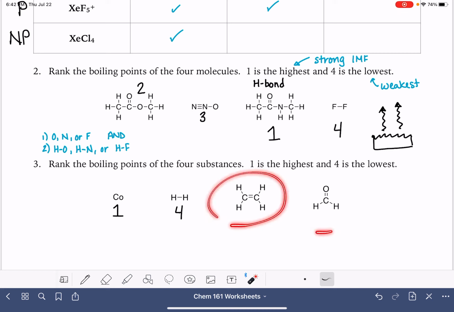Now we've got a couple other molecules as well. This molecule has just carbons and hydrogens. Those molecules, just carbons and hydrogens, typically have really low boiling points. When we get oxygen atoms in the molecule, or nitrogens or fluorines, even if they're not hydrogen bonding, that helps raise the molecule's boiling point. So a molecule like this is going to have a slightly higher boiling point, even though it's pretty small.